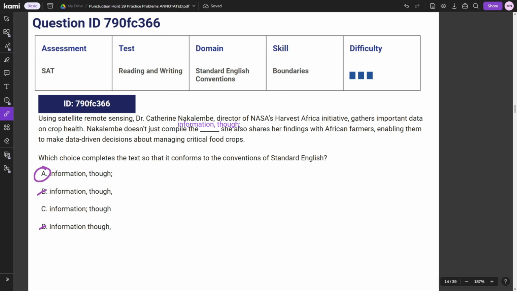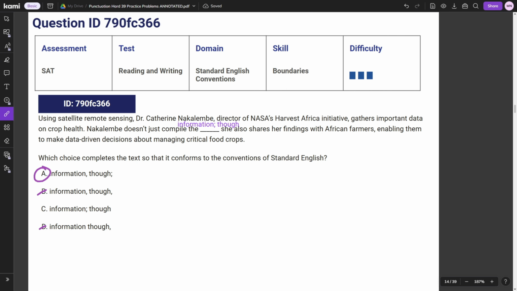I went ahead and plugged in A, and here our semicolon is after the transition word, which means that the transition word should just be adding on some extra details to the idea that comes before it. So let's check if that's the case. This person doesn't just compile the information. Let me add more details. She also shares her findings with these farmers. Did it add more details? Yes, it did. So that means A would be our answer. That would be the best spot to put that semicolon.